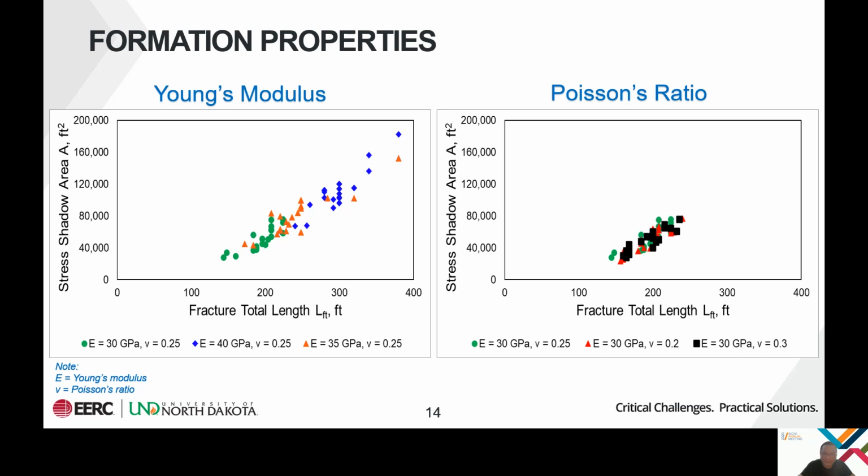fracture total length. But when we change the Poisson ratio, with 0.2, it lies here, 0.25 lies here, 0.3, the result also lies here. So it means Poisson ratio doesn't affect the fracture geometry, while Young modulus affects it more. What result can we conclude from this one?